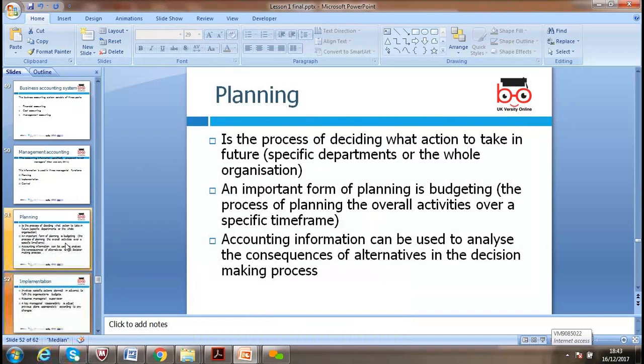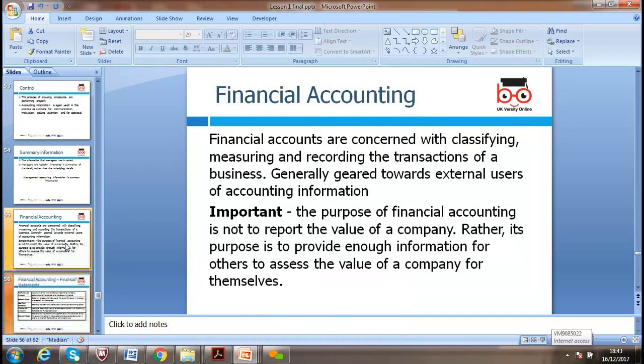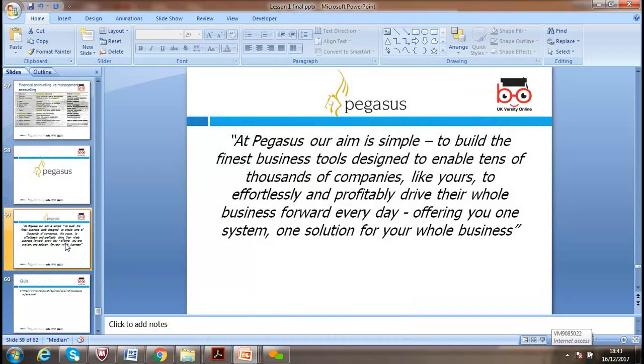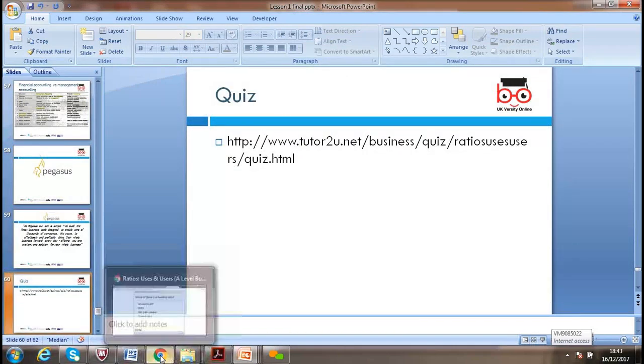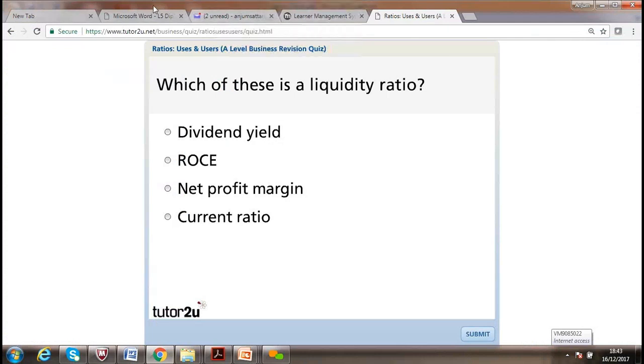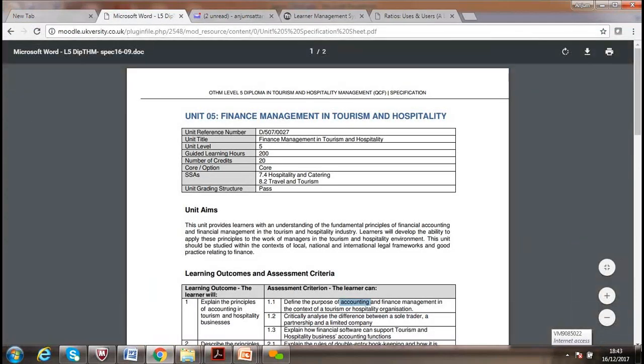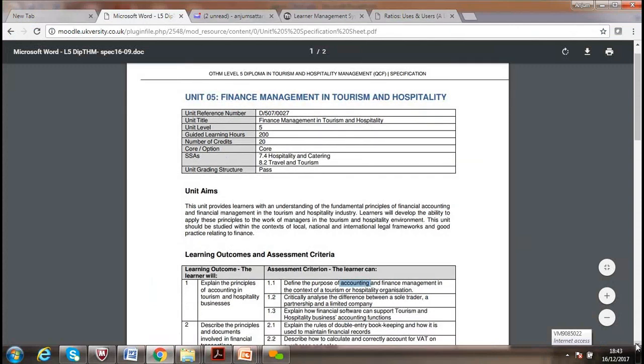So that's really all we learned today. Today we learned about the difference between management accounting and financial management. If we go back to our learning outcome, define the purpose of accounting and financial management. Accounting means the systematic record of the business transactions, and financial management within our organization looks at the source of finance, where we will invest money and how much we will invest. We can also discuss payrolls and things. That's defining the purpose of it.